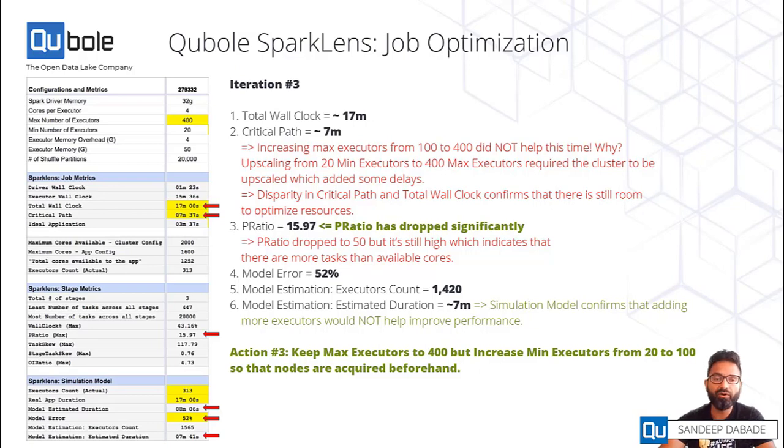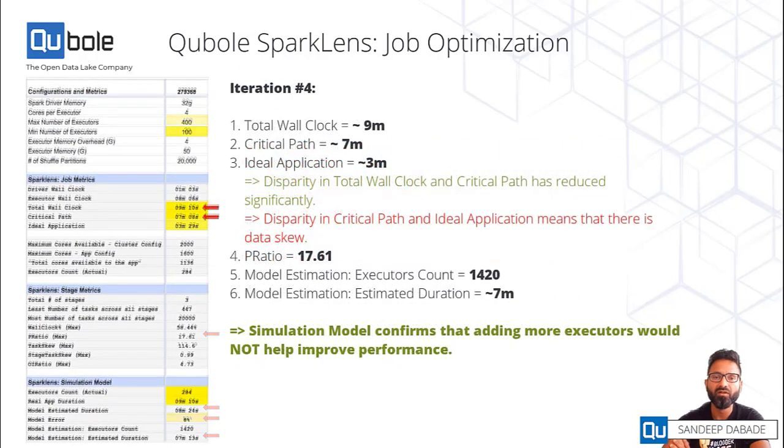So the cue that we took from here was to keep maximum executors at 400, but acquire more nodes upfront by bumping up minimum executors from 20 to 100. That way we acquired more nodes upfront for this job, as this job demanded that. So in the next iteration, we increased the minimum number of executors from 20 to 100, and there we saw a significant drop in total wall clock time from 16 or 17 minutes in the previous iteration to 9 minutes in this iteration.